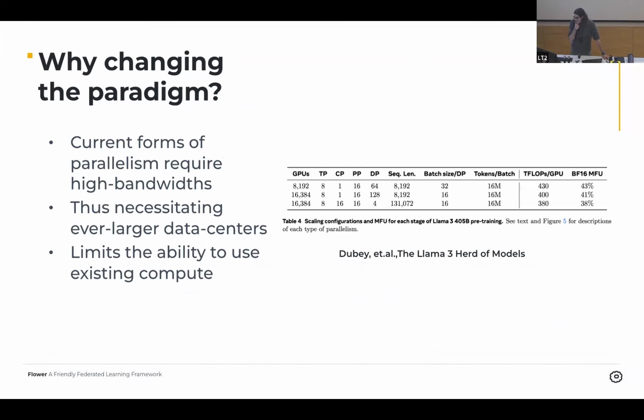So another question that one may ask is why we would like to change the paradigm of training and move from the standard centralized procedure to the federated one. Now, as Alex mentioned earlier, the current forms of parallelism require very high bandwidth, so super well-tuned and well-constructed infrastructures. You need to build a data center using high-speed GPUs with high-speed interconnects, RDMA, RoCE, InfiniBand, and so forth. This is very expensive, but also very challenging to do.